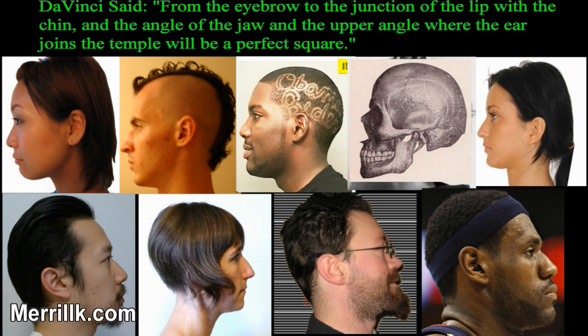Finally, DaVinci stated, from the eyebrow to the junction of the lip with the chin, and the angle of the jaw and the upper angle where the ear joins the temple will be a perfect square. 0 out of 8 people formed a perfect square from the 4 points that DaVinci named. I'm mentioning this because we should keep the relationship between these 4 points in the back of our mind when we draw from observation, but let's leave them out of our proportion formula.